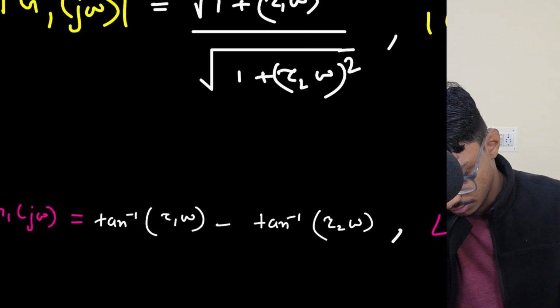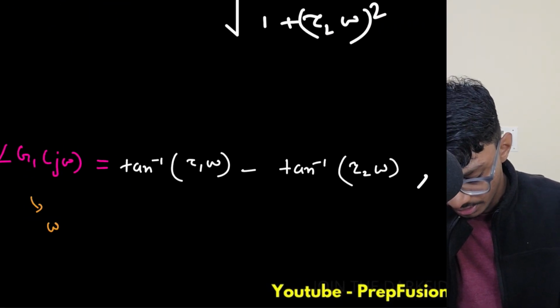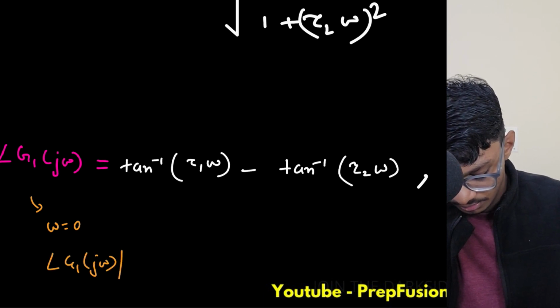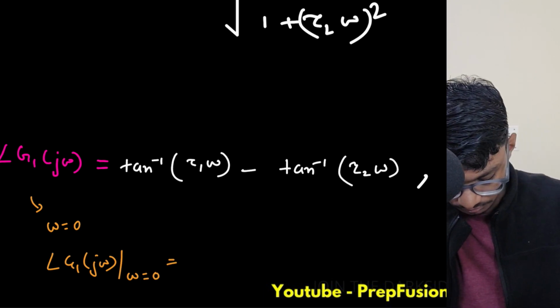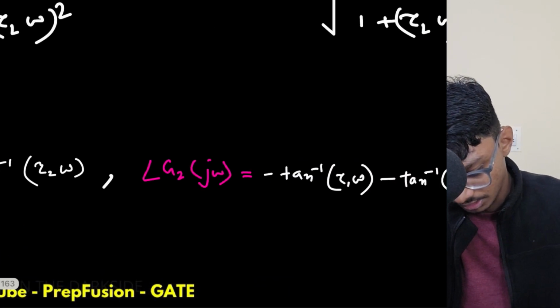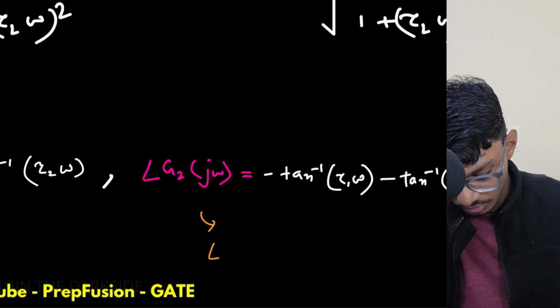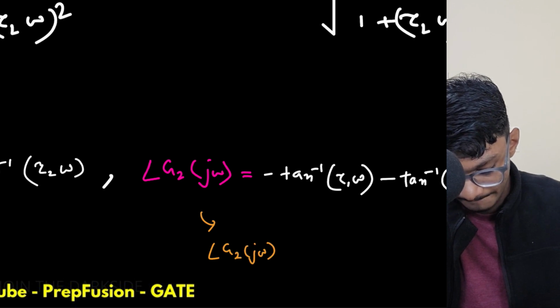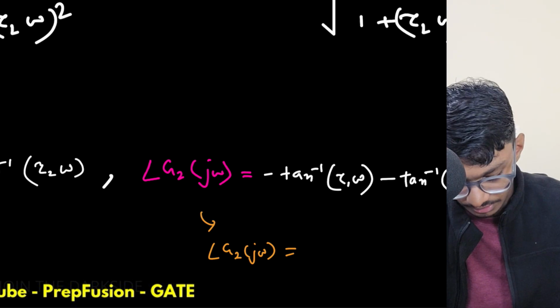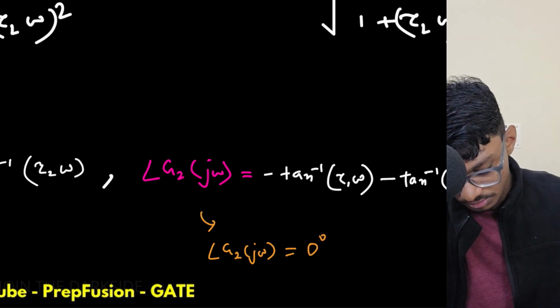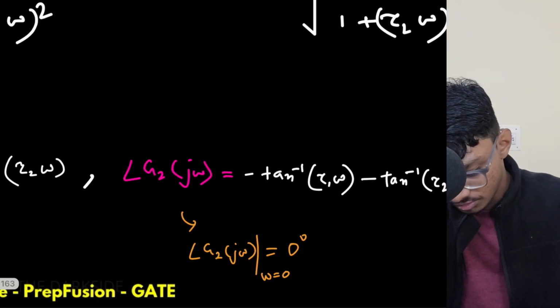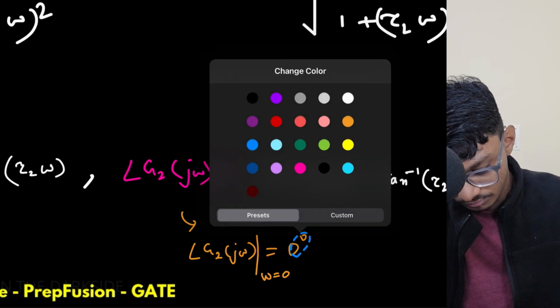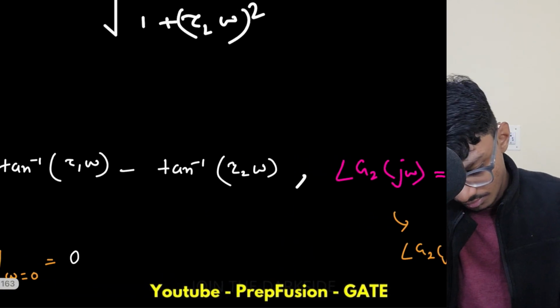So here at omega equals to 0, what is my angle? Let me just write in small letters. At omega equals to 0, my angle for g1 of j omega is simply 0, and here also at omega equals to 0 my angle is 0. That is fine. But what about omega equals to infinity?